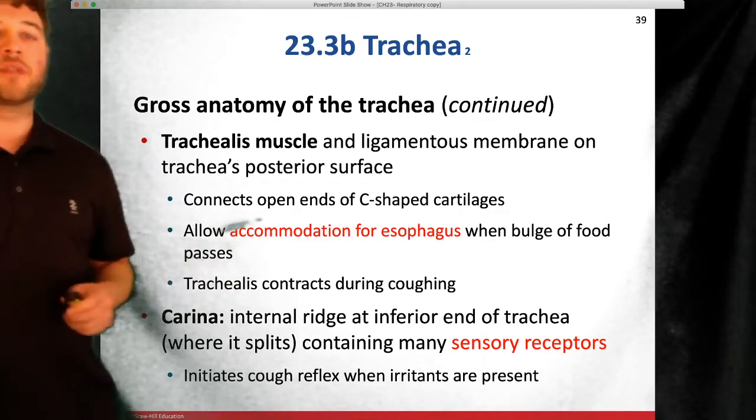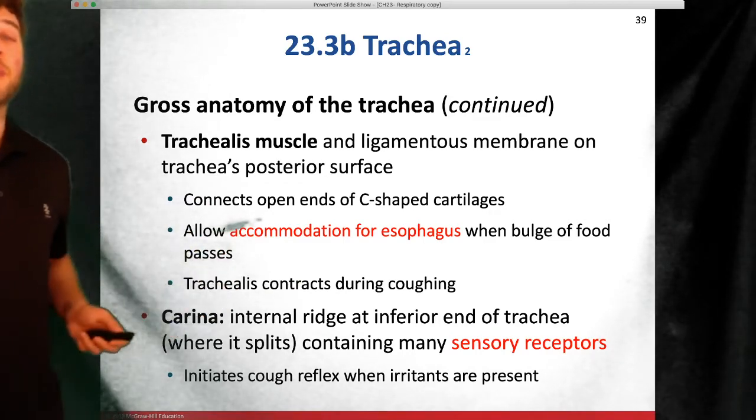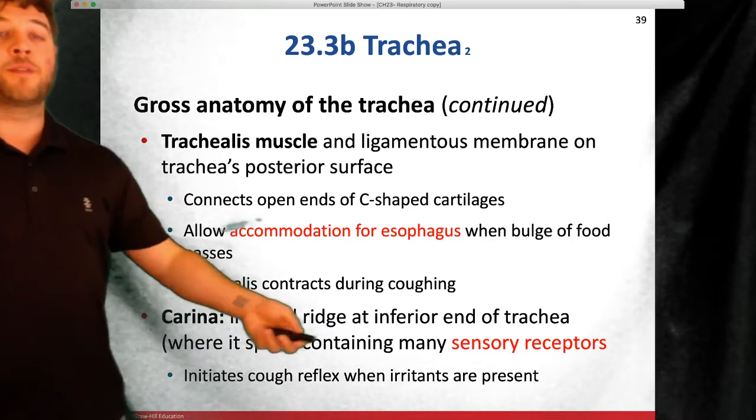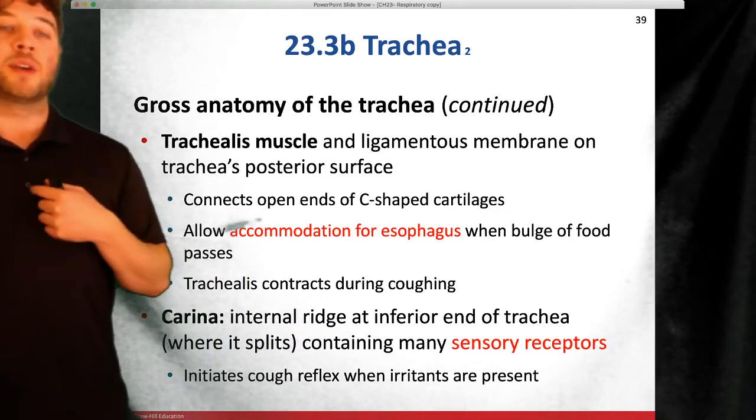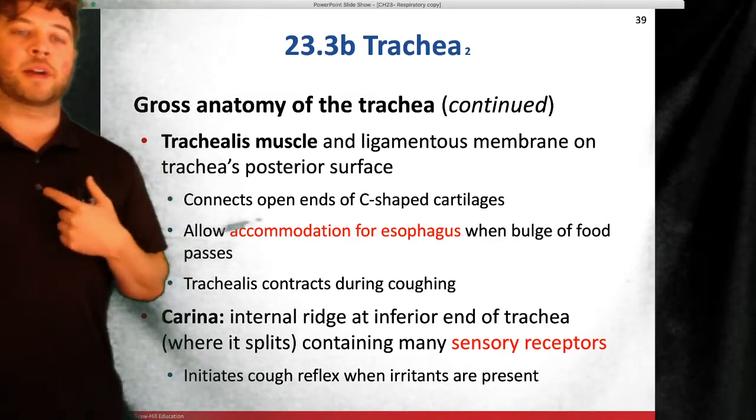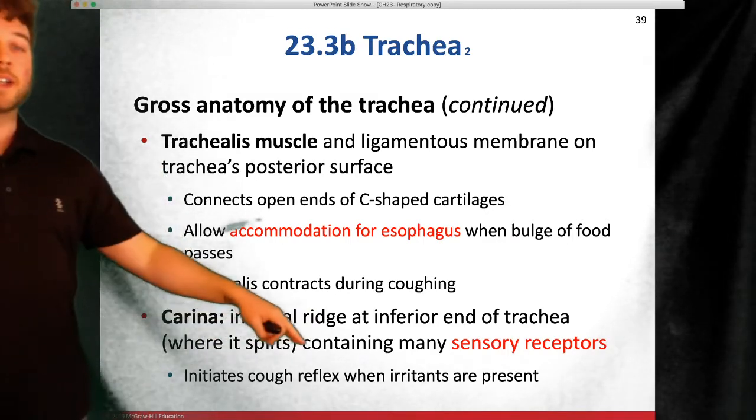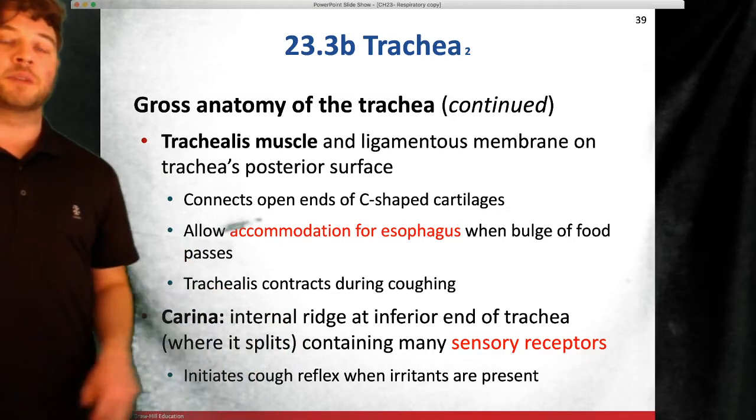Trachealis contracts during coughing. That's good to know. The carina, this is important. It's an internal ridge at the inferior end of the trachea. So where the trachea splits into your main bronchi, you have this little internal projection called the carina that contains a lot of sensory receptors and initiates the cough reflex when irritants are present.